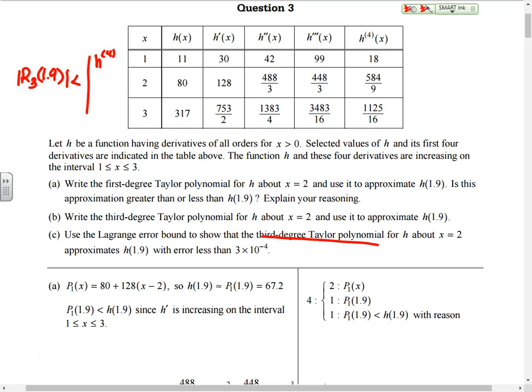Because it's n plus 1, so first you write the max of h fourth of x, all over 4 factorial times x minus 2 to the fourth, but it's not x because we're plugging in 1.9. How do we maximize h? You need to figure out the maximum value of the fourth derivative of h, on the interval 1.9 to 2, because you go from what you're approximating at to where you're centered about.